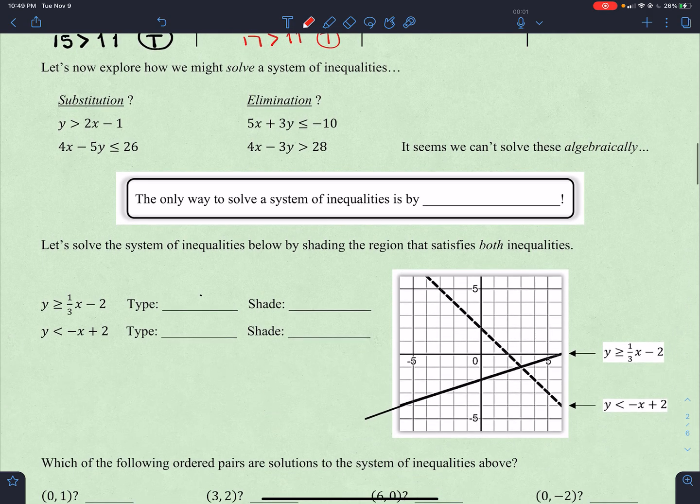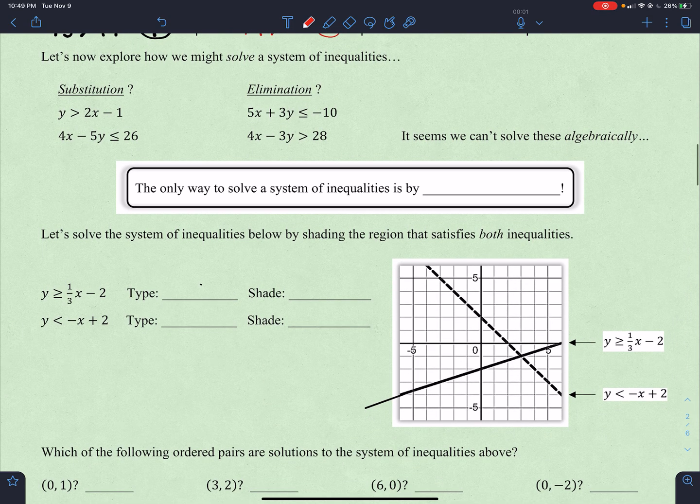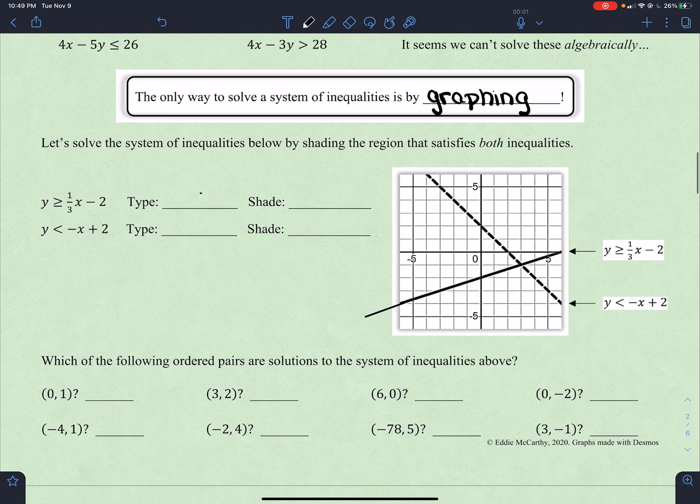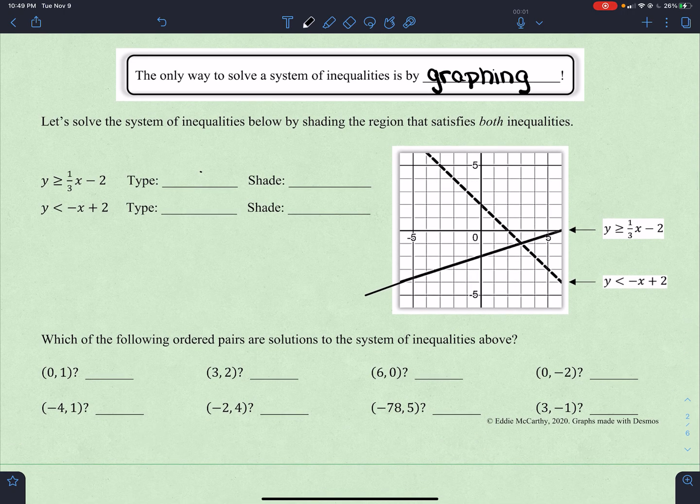Okay, so the next thing we're going to be talking about is how do we find a solution when we are given a system of inequalities? Well, we cannot use substitution and we cannot use elimination. The only way to solve a system of inequalities is by graphing it. So if we need to find what the solutions are, not given the ordered pairs, we will need to graph it.